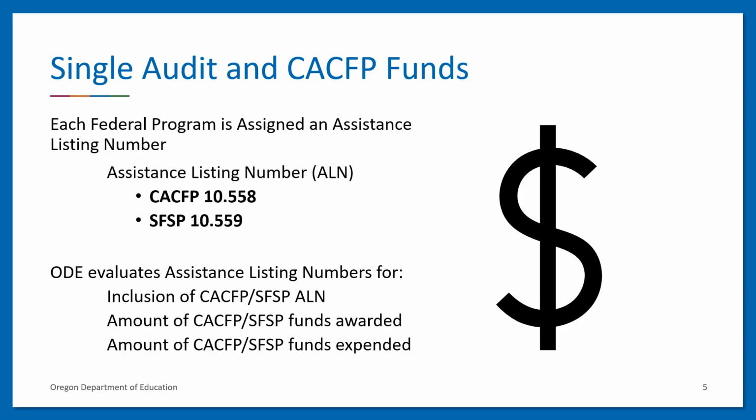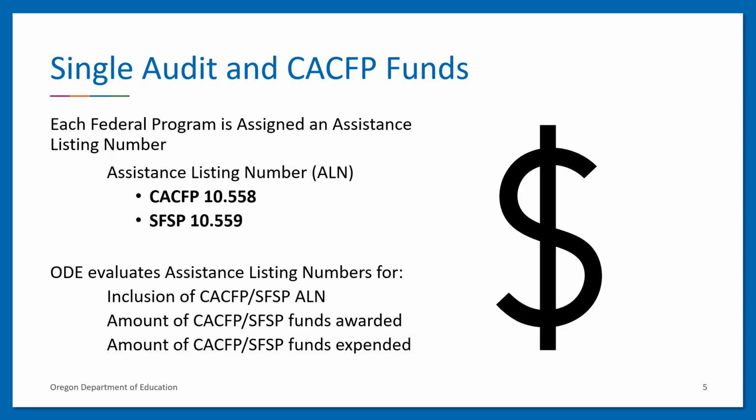Every federal program is assigned an assistance listing number. The assistance listing number for CACFP is 10.558 and SFSP is 10.559. The assistance listing numbers are reported on the single audit report called Schedule of Federal Expenditures, or SEFA.